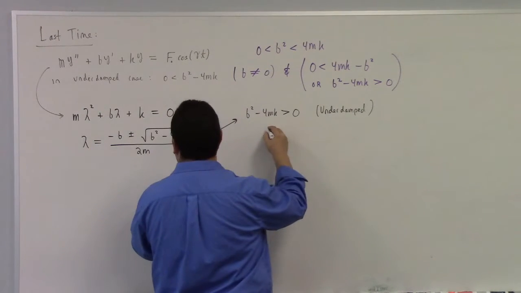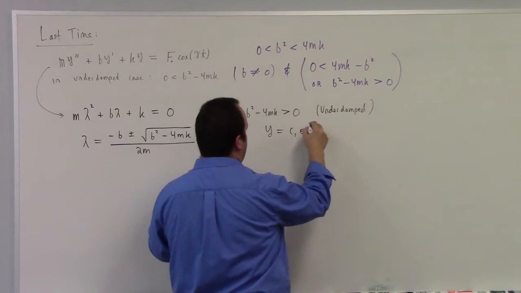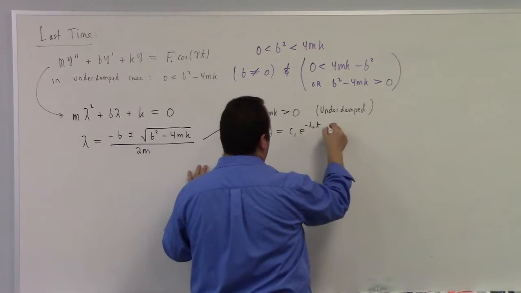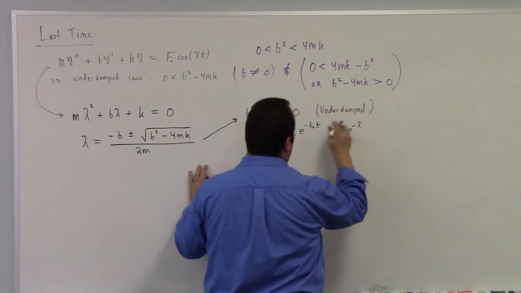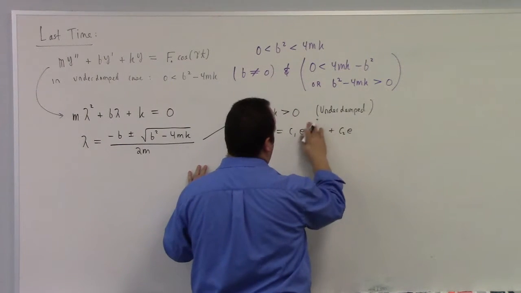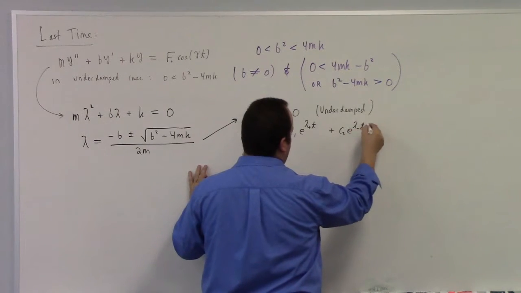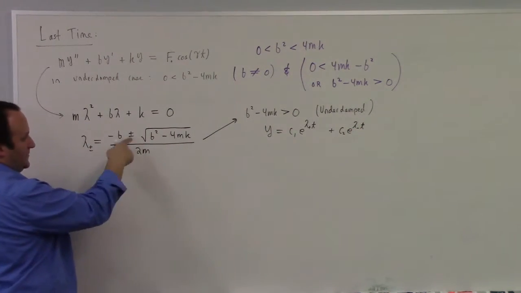So in this case, the homogeneous solution looks like what? Y equals C1 e to the minus lambda plus t plus C2 e to the minus lambda minus t, where lambda plus and minus are the obvious things. This is lambda plus minus.